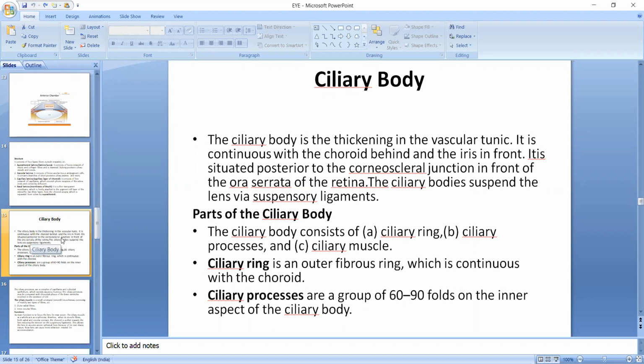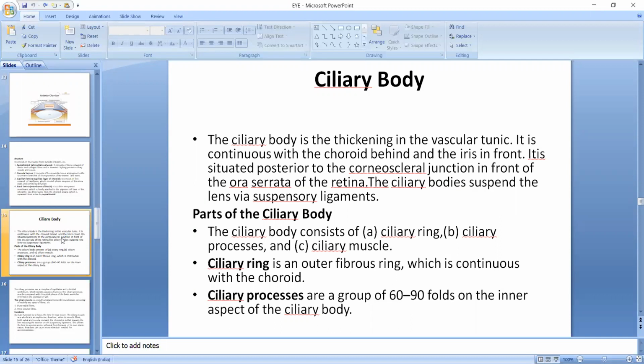Now we will start from the ciliary body. The ciliary body is the thickening in the vascular tunic. It is continuous with the choroid behind and the iris in front. It is situated posterior to the corneoscleral junction, in front of the ora serrata of the retina, and the ciliary body suspends the lens via the suspensory ligament.